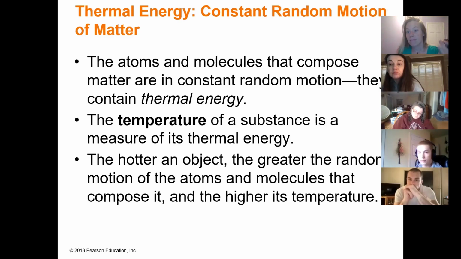You add heat. The heat increases the thermal energy, which in turn will increase the temperature. So when you're measuring the temperature of the air outside at like 85 degrees Fahrenheit, you're actually measuring the air's molecules hitting that thermometer. So the hotter an object is, the greater this random motion is, the higher the temperature will be.